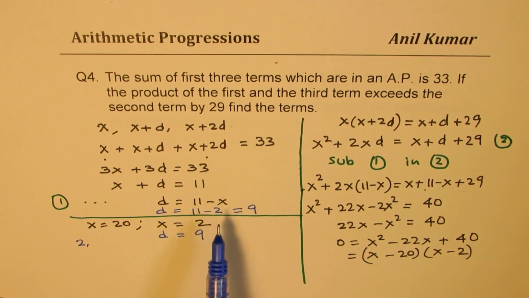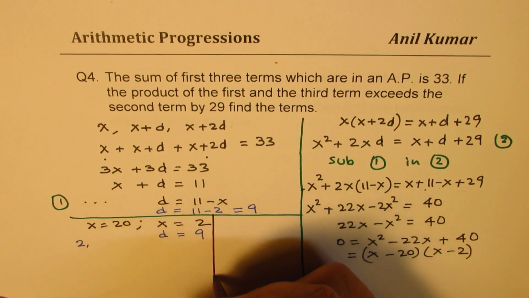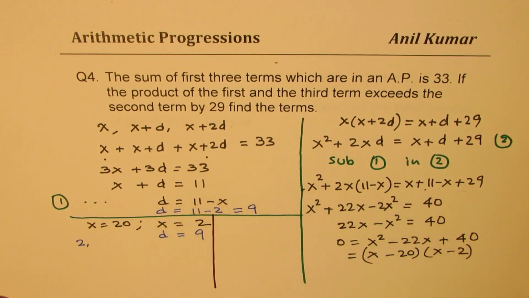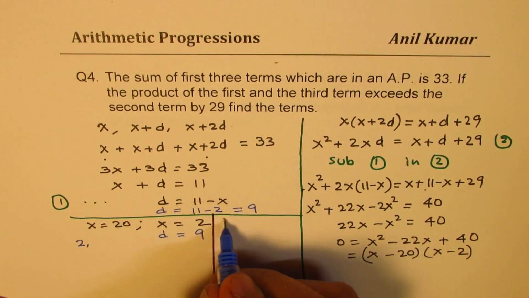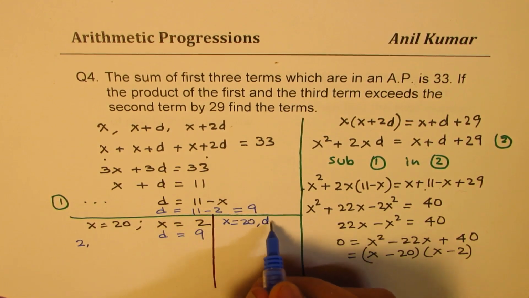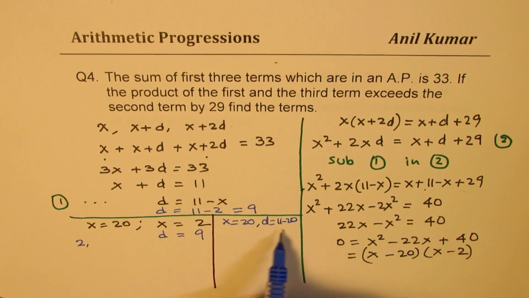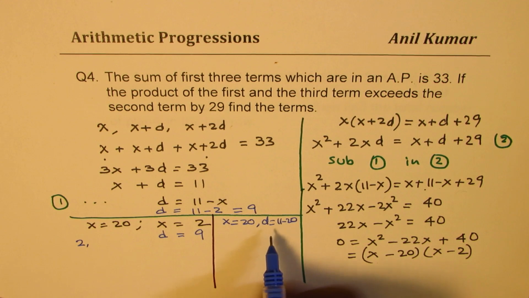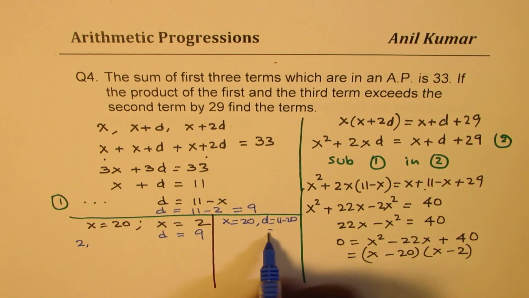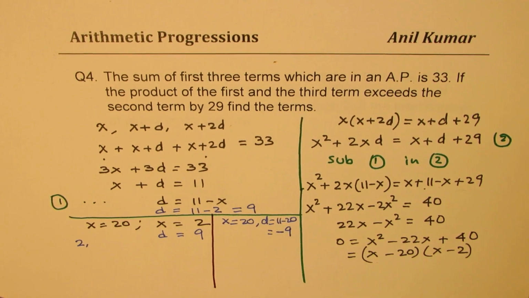Now if I write x as 20, right? So we'll get two different answers. So for x equals 2, we get d equals 9. Now let's write down, if x is equal to 20, in that case d equals 11 minus 20, and that gives you minus 9, right? So that is the second option.